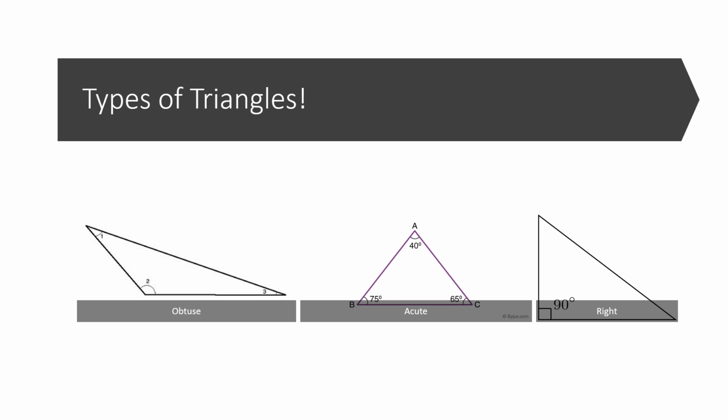There are three different types of triangles that we're going to be focusing on today. The first is an obtuse triangle. As you can see here, the angle of this triangle is greater than 90 degrees. That's something very important to remember. Then here is an acute triangle, and as you can see, there is no 90-degree angle anywhere. It's all less than 90 degrees. And then here we have our right triangle, which has a 90-degree angle.